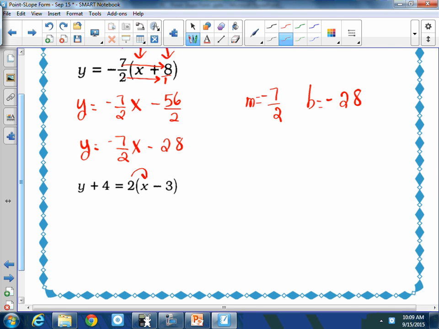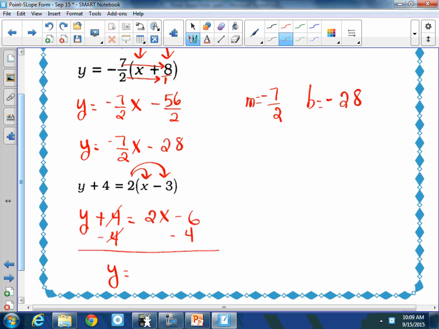Okay, so one more. Let's distribute. So y plus 4 equals 2 times x, 2x, 2 times -3, -6. I'm going to do -4, -4. So y equals 2x minus 10. -6 and -4 will be -10. So the slope is 2. The y-intercept is -10. All right.